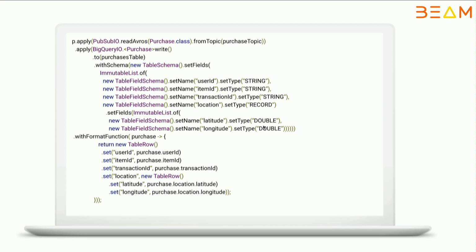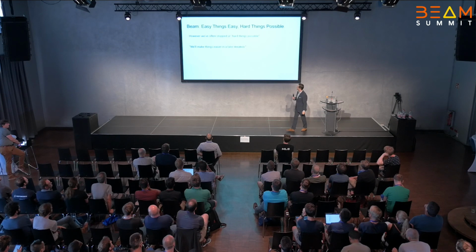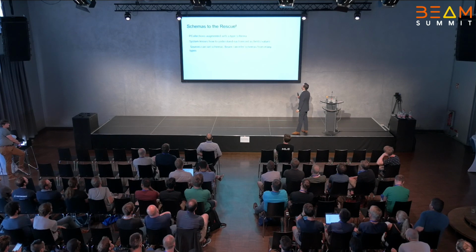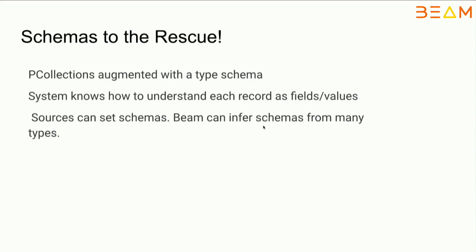All right, so how can we go about fixing this in the API? Going back to easy things easy and hard things possible, the idea we've been pursuing for the past year or more is schemas. A schema is essentially a PCollection augmented with a descriptive type system, where each PCollection's type is a set of fields and values: a field has a name and a type, and then you have a value for every field.